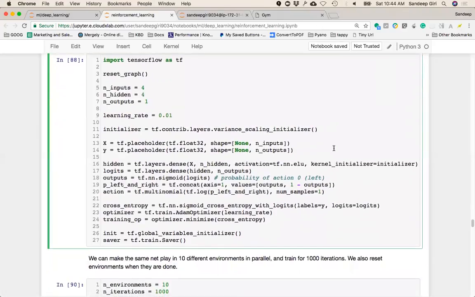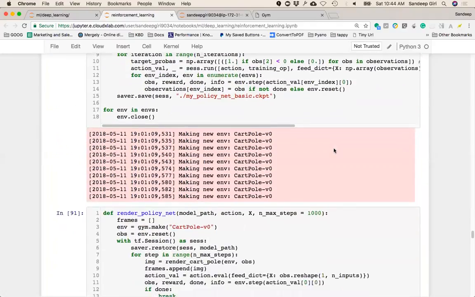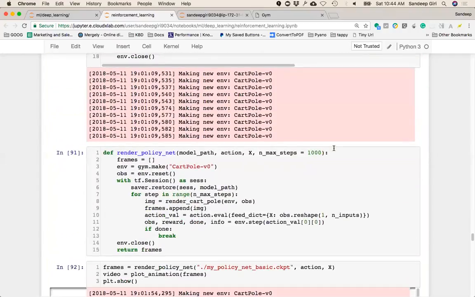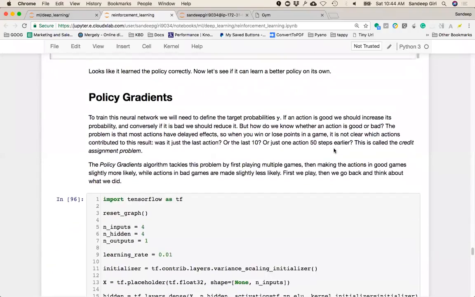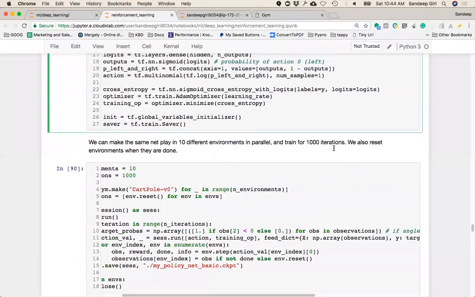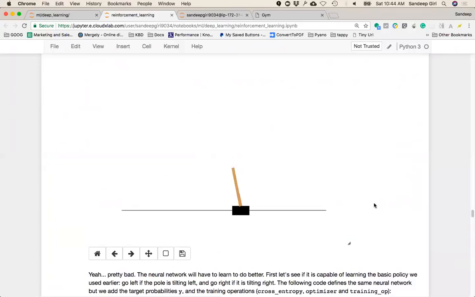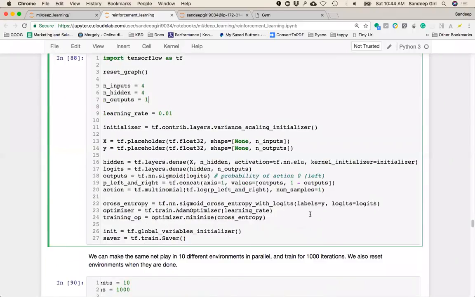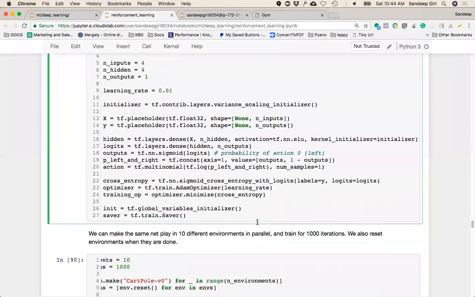Now let's try to code it. All right. Now let's try to improve upon what we have done so far, and then let's see if we can.